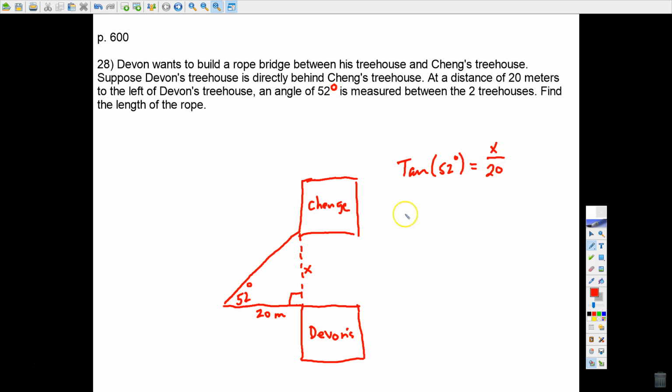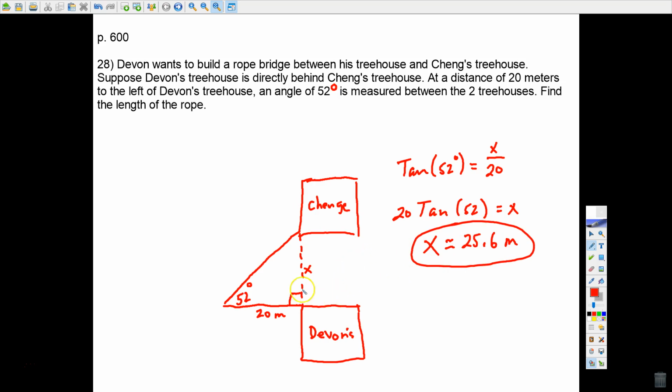All right, and so I can solve for x by multiplying by 20 on both sides. And this actually is what I'm going to enter into my calculator. So you got your calculator, and we're going to do 20 tan, and we're going to put 52 in the parentheses. It doesn't say what to round to, but I'm going to do this one like the others. It's been pretty consistent rounding to the nearest tenth. I got 25.5988 and so forth, but to the nearest tenth, I'm going to say that's 25.6. And this is in meters. So that's our answer for number 28.